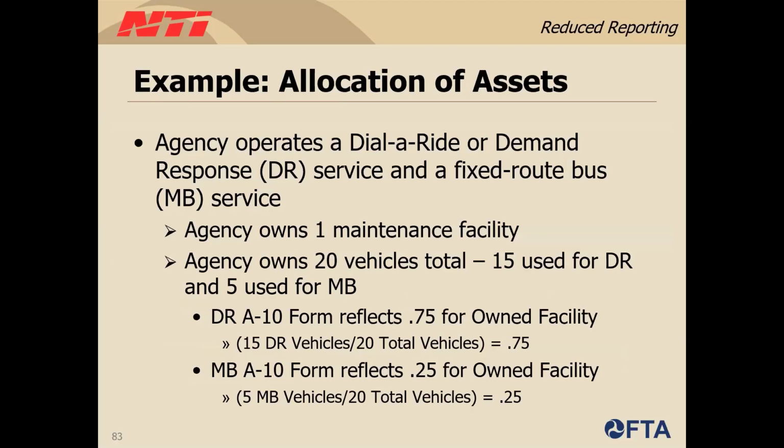For example, if an agency operates a demand response mode and a bus mode that uses the same maintenance facility, this facility would need to be prorated between the bus A10 form and demand response A10 form. To further explain, if the two modes have a combined total of 20 vehicles, 15 of which are used for demand response and 5 which are used for the bus mode, the demand response A10 form would reflect 0.75 of the facility, and the bus A10 form would reflect 0.25 of the facility. This is determined by taking the number of vehicles for each mode and dividing it by the total number of vehicles for all modes.